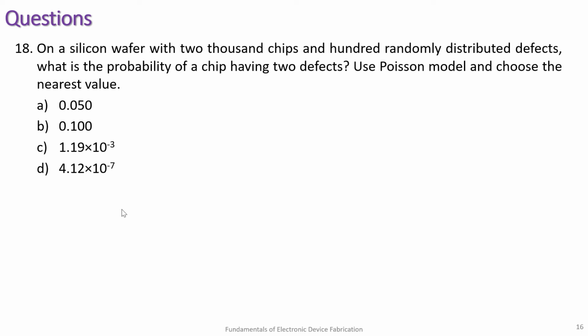On a silicon wafer with 2000 chips and 100 randomly distributed defects, what is the probability of a chip having two defects? Use Poisson's model and choose the nearest value. First you will have to memorize Poisson's equation, the equation for finding the probability for a given number of defects. In this question, you have the k value given, capital N value given, and small n value given. What you have to do is identify the equation and then start solving. So, does anybody remember what the equation was? Just a hint: something like P of k is equal to, yeah.